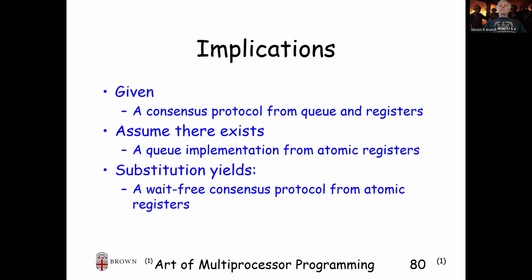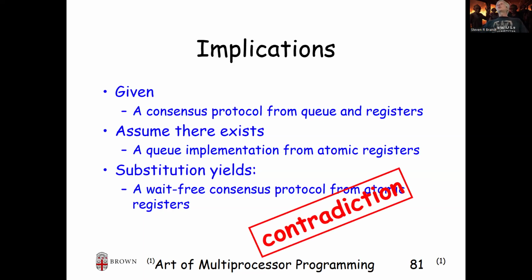The implication is that this would give us a consensus protocol from a queue and registers. Assume there exists a queue implementation from atomic registers that is wait-free, and substitution yields a wait-free consensus protocol from atomic registers. So if I had such a queue and it was wait-free, then I would have solved consensus. But we know we can't do that, right? We know that we cannot solve consensus with just regular memory registers and the requirement of wait-free. Therefore, a queue cannot be wait-free.